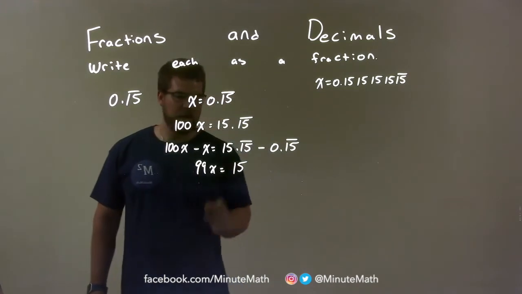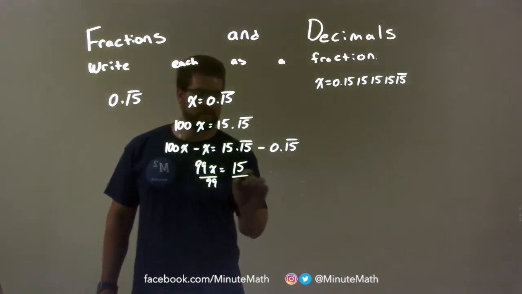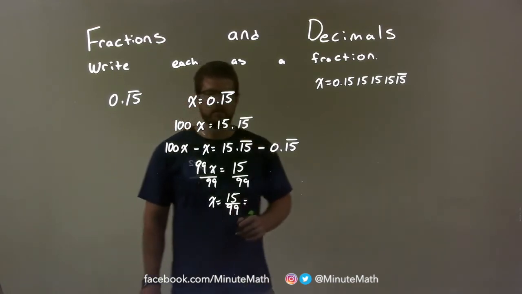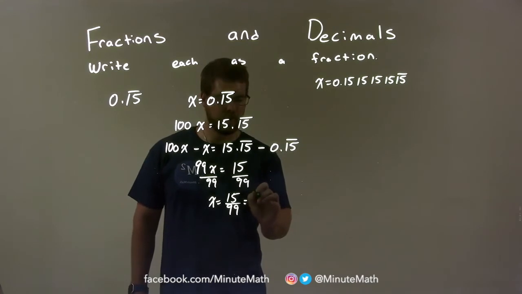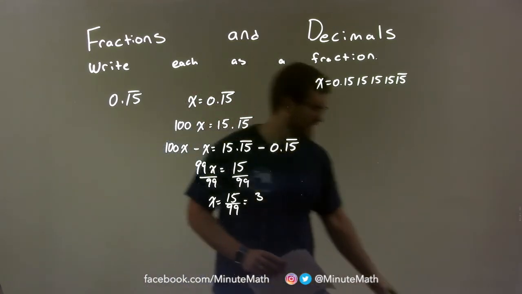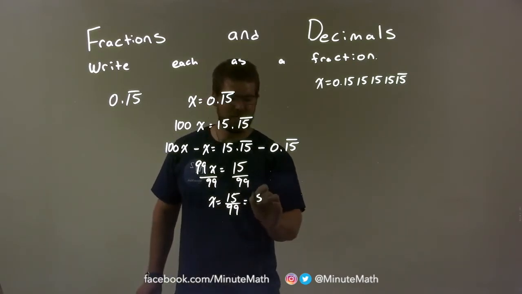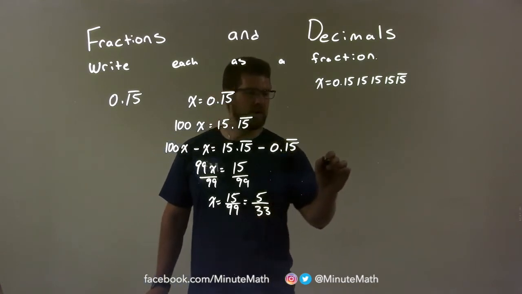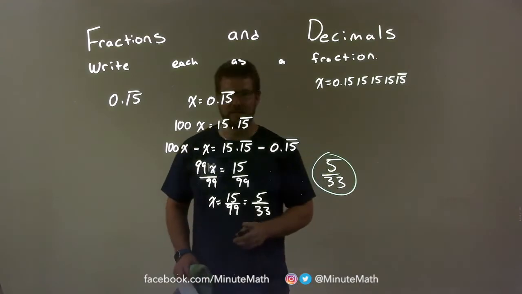To get x by itself, divide both sides by 99, okay? And I'm left with x equals 15 over 99. Well, both of those are divisible by 3, right? 15 divided by 3 is 5. 99 divided by 3 is 33. And so 5 over 33 is my fraction answer.